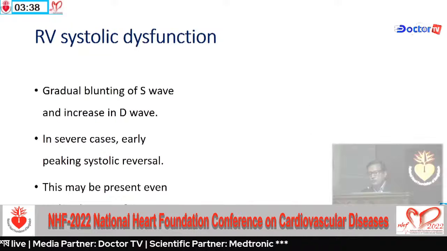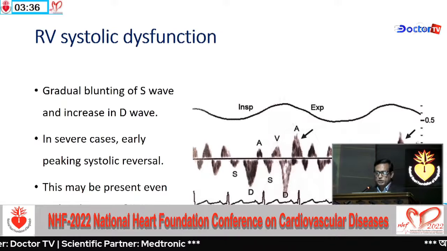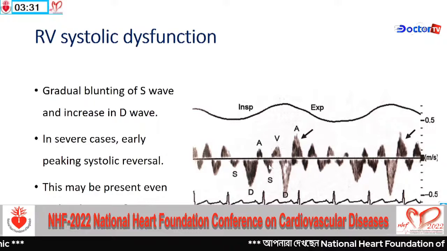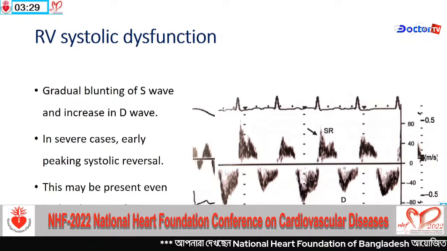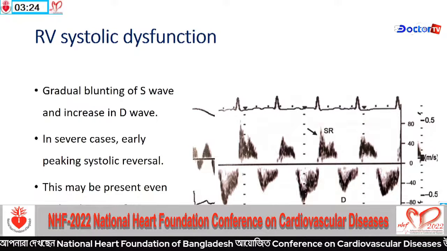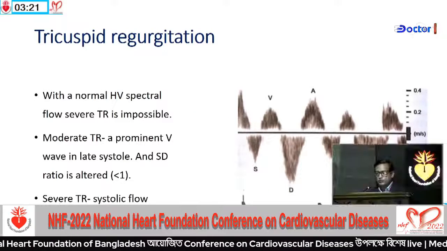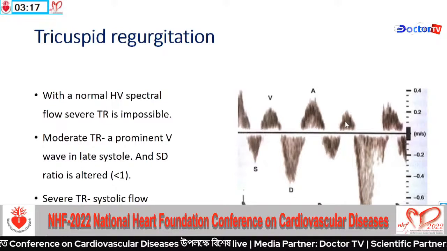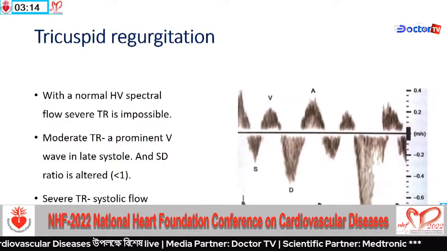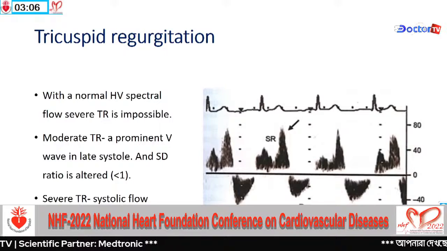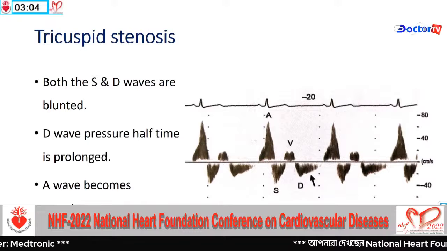In case of RV systolic function also, the initial changes occur in the S wave and D wave, especially the S wave becomes blunted. In severe cases, there may be S wave reversal, even in the absence of tricuspid regurgitation. And in case of tricuspid regurgitation, definitely we will get S wave reversal. In the absence of S wave reversal, it is unlikely to be severe tricuspid regurgitation. So these are the features we can get by hepatic vein Doppler.